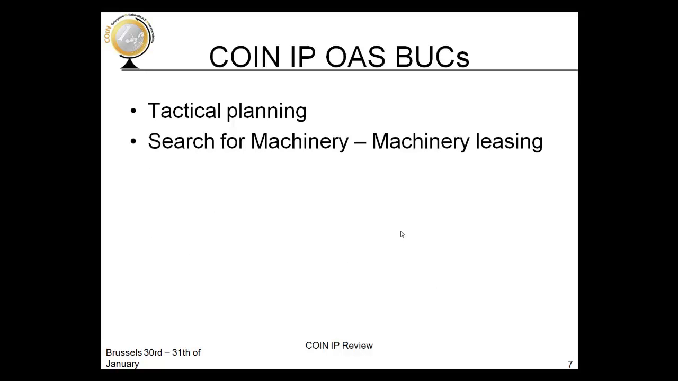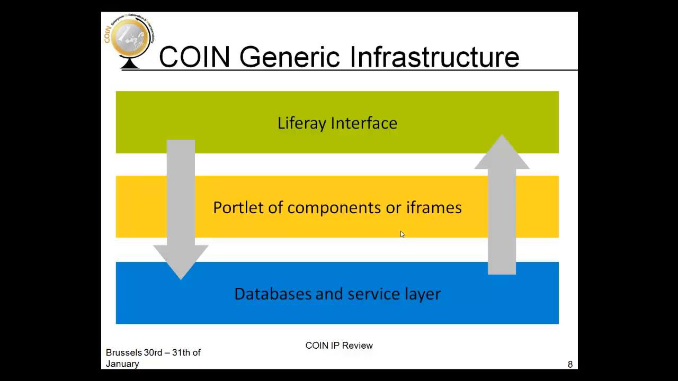At the beginning, I mentioned the importance of interoperability and collaboration for the farming sector. During our pilot in the COIN project, we implemented two services, or two business use cases. First is tactical planning, and second is search for machinery, which we also call machinery leasing.